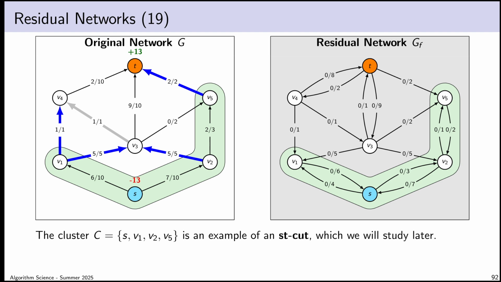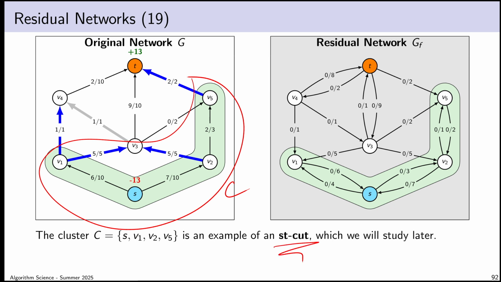The cluster that we found, though, so this collection of vertices here, this cluster C, is an example of something called an ST cut, which we're going to talk about in the next lecture. This is a key ingredient in the big theorem we're going to prove. The theorem I'm talking about, the one that actually establishes for us what a maximum flow really is, in my opinion, is the most profound theorem of this course.